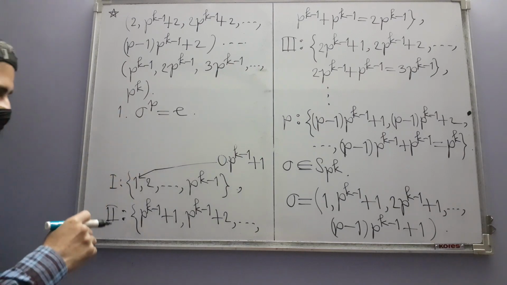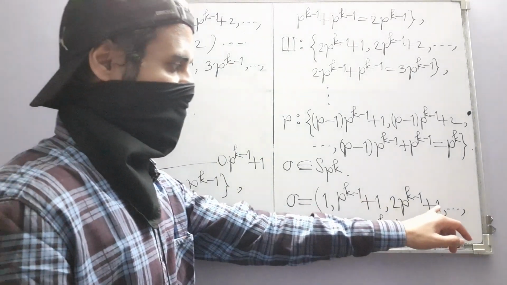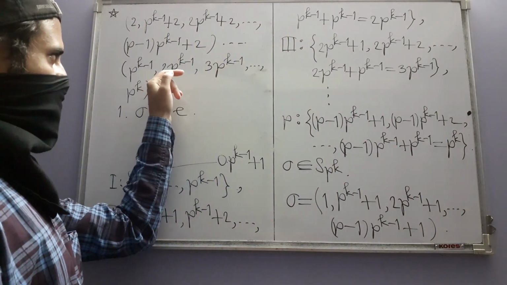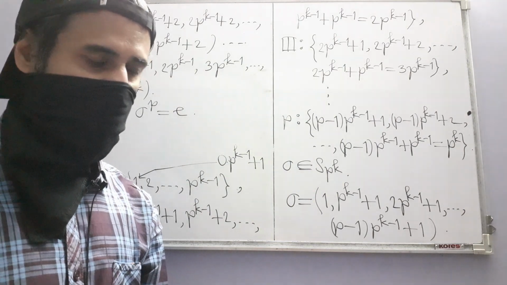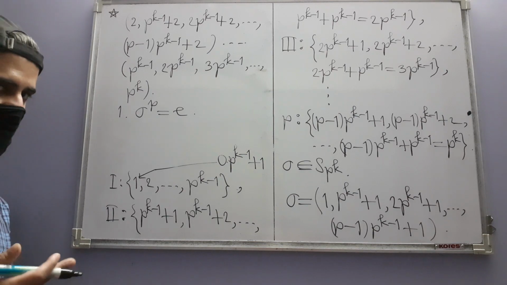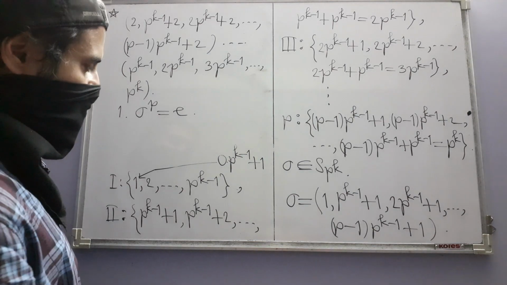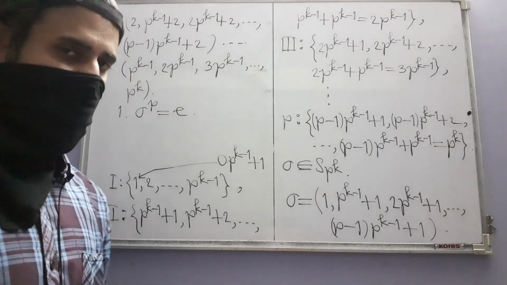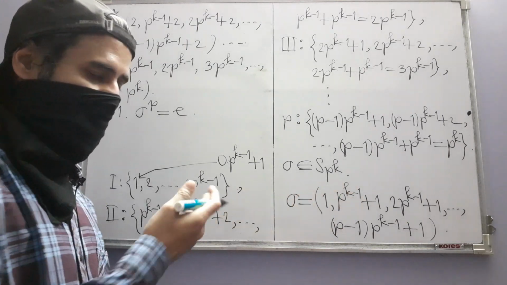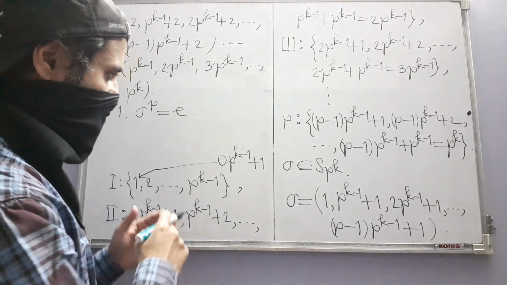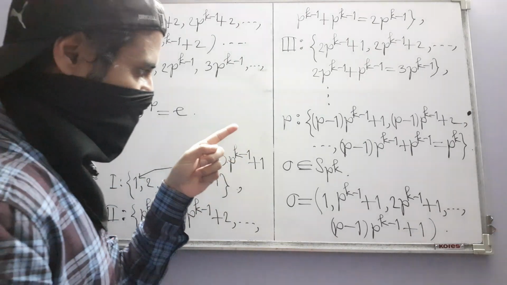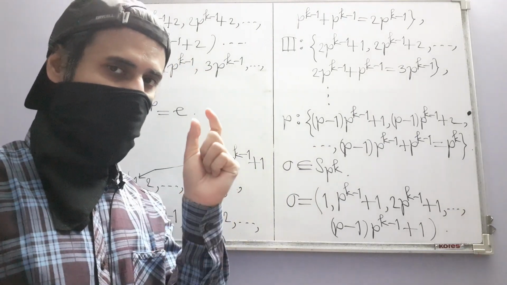pth power of sigma is actually equal to the pth power of this first cycle times the pth power of the second cycle, and so on up to the pth power of the final cycle, because of this commutation. Otherwise it's not true in general. For example, in a commutative group, it is always the case. We are now not in a commutative group, but at least the cycles commute among themselves, so the powers behave like this. But all these pth powers are equal to identity.